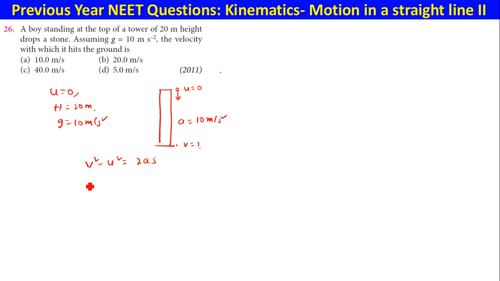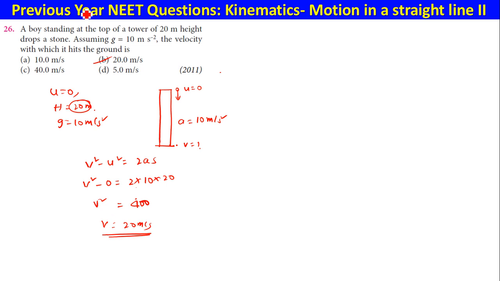What is v square minus u square is equal to 2as? V square, you don't know. U square is 0. 2 into a value is what? 10. And what about the s value here? S is nothing but the height covered, the height of the tower. That is nothing but the distance covered, isn't it? So 20. 2 into 10, 20, 20 20s are 400. V square is equal to 400, v is equal to 20 meter per second. Which option is correct here?